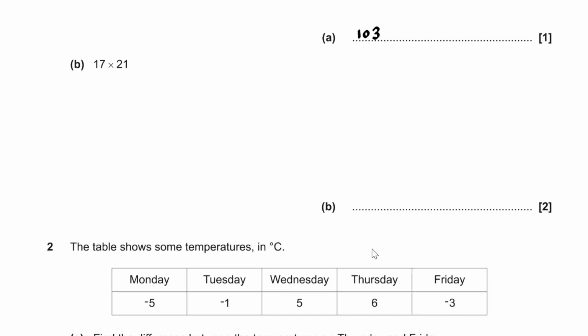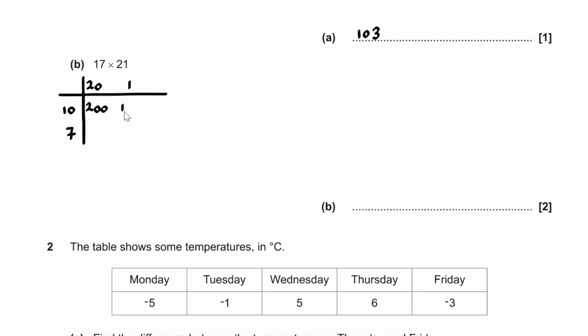And now for part B, we have to work out 17 times by 21. Well, one way we can do this is to use the grid method. We can split the 17 up as 10 plus 7, and then we can split the 21 up as 20 plus 1. 10 times by 20, that's 200.